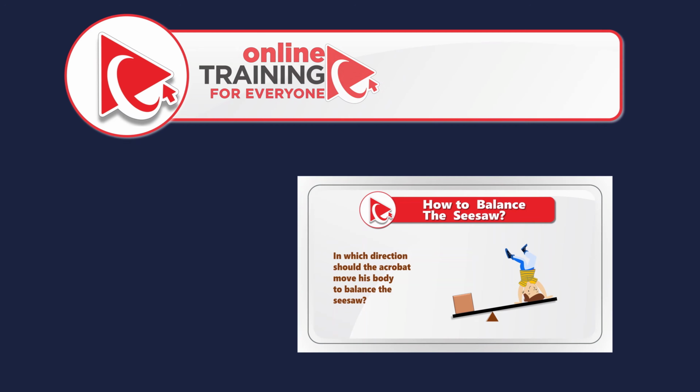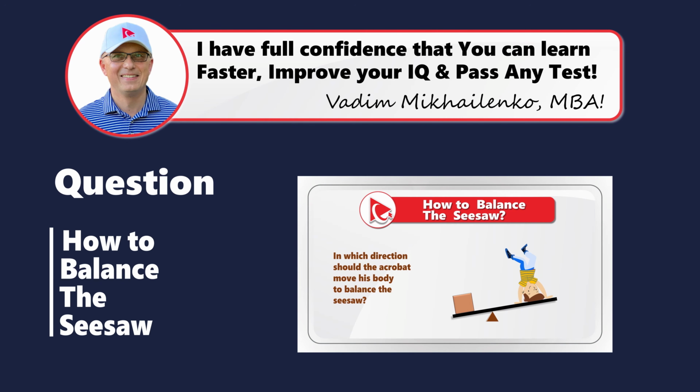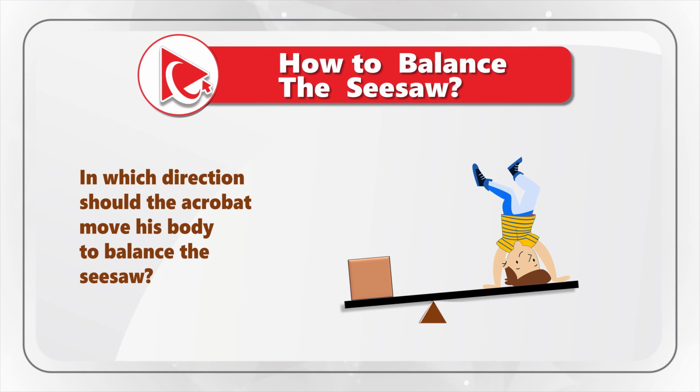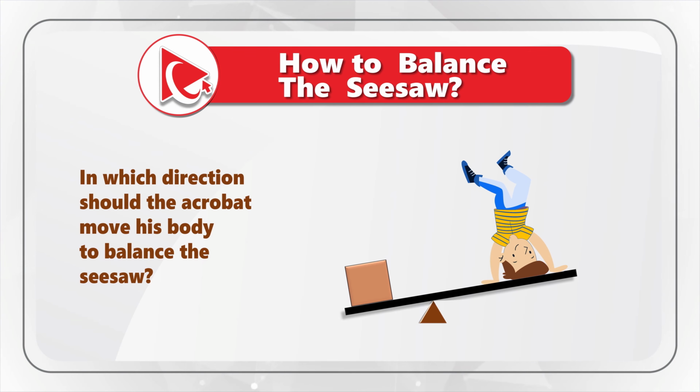I love this question because it truly tests your knowledge of mechanical engineering. You're presented with an acrobat and a weight on a seesaw. You need to determine in which direction the acrobat should move his body to balance the seesaw. And you only have 2 choices, choice A to the left or choice B to the right.